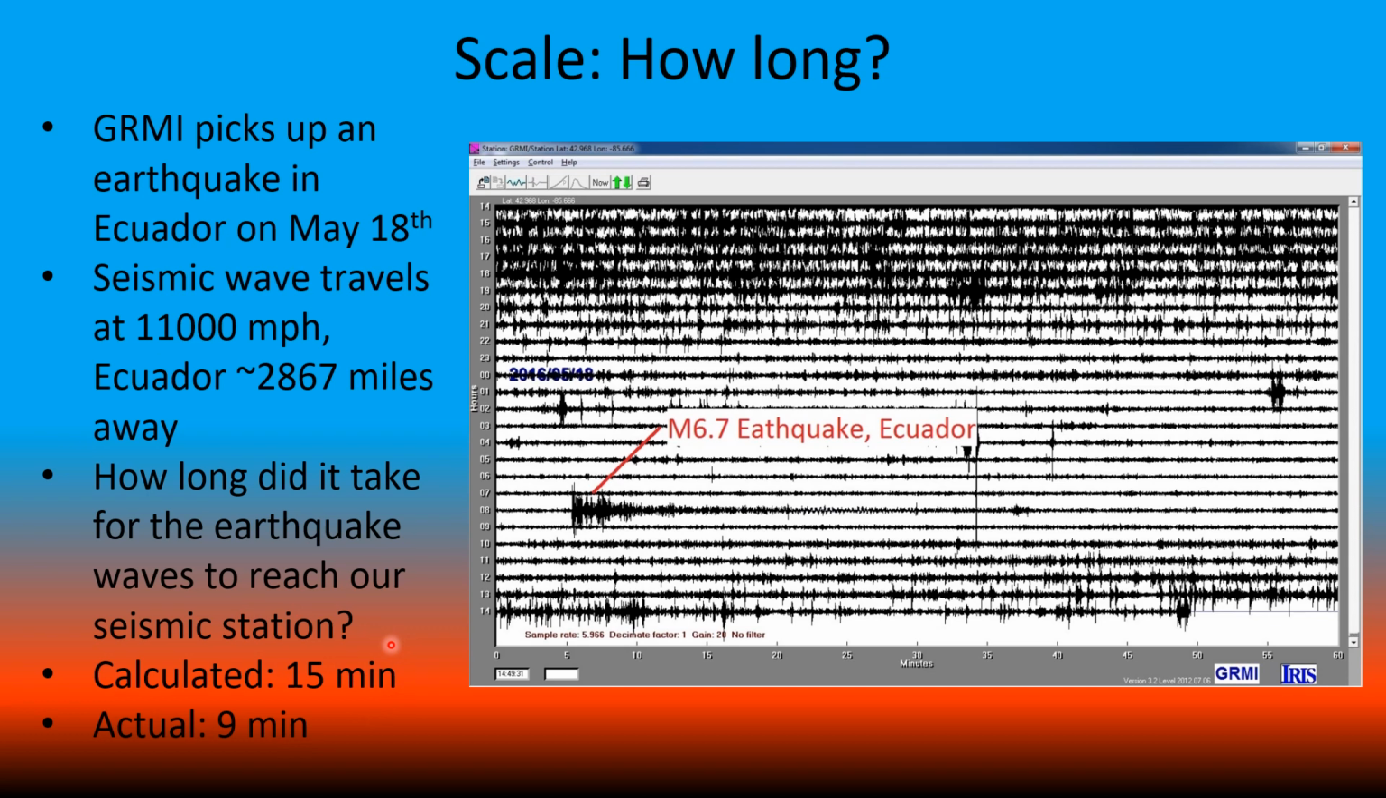So again, as my mantra in this class is, nature is messy. And I want you to think a little bit about why this might be the case, why the calculated time and the actual time are different, because that's going to be a prompt for one of our discussion questions.